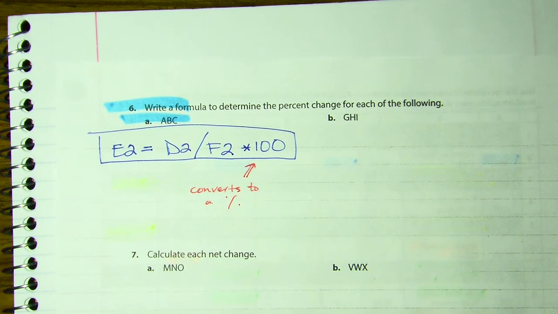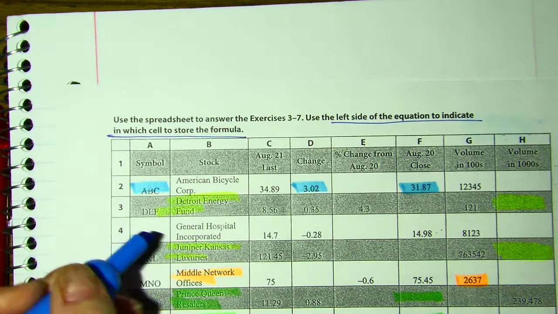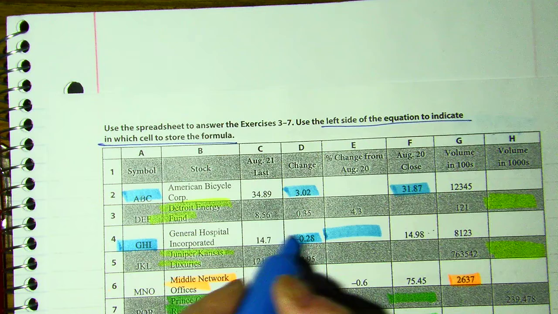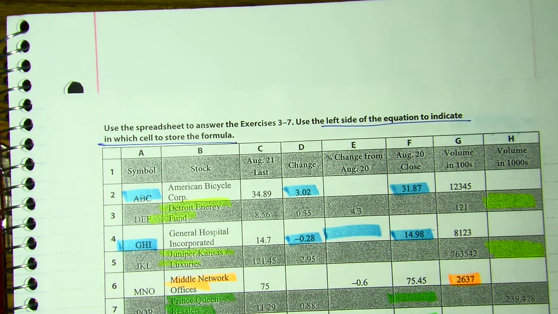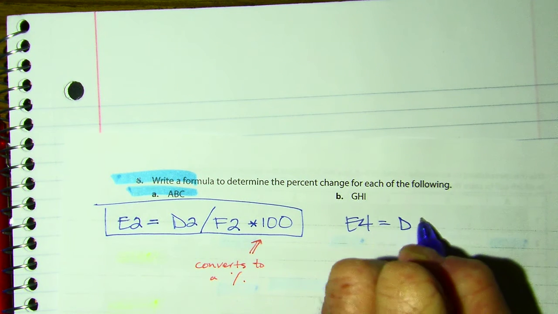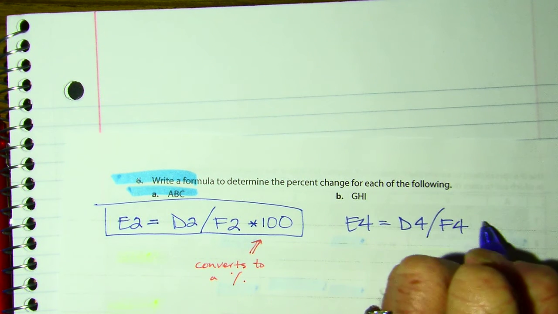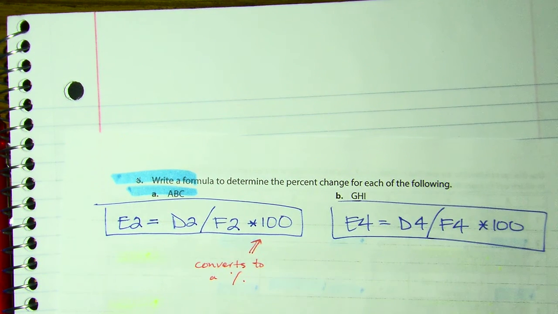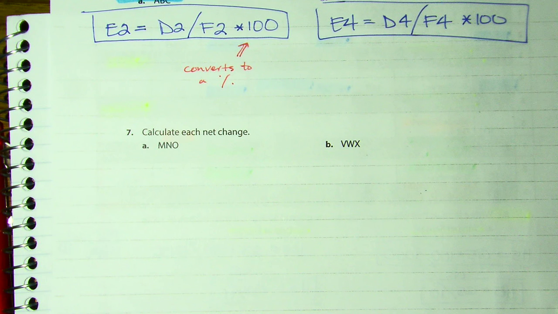GHI. So for GHI, remember I'm wanting the percent change. So I'm going to do the change divided by the close the day before. So E4 equals D4 divided by F4 times 100. All right, last one.